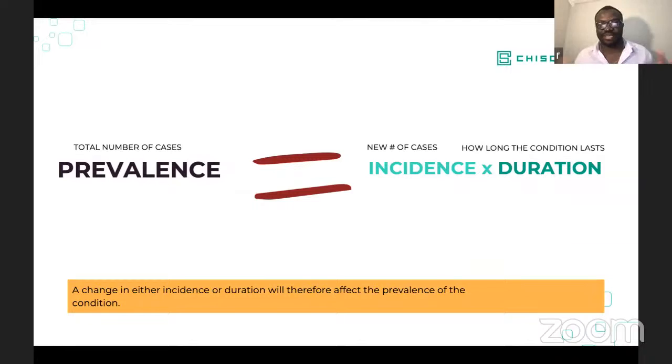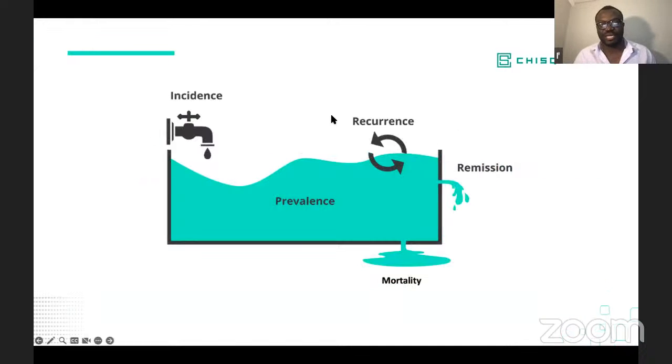Now let's bring in some mathematical equation that will tie in these two very important key elements here, which were incidence and prevalence. These two, they are distinct terms, but they're related mathematically.